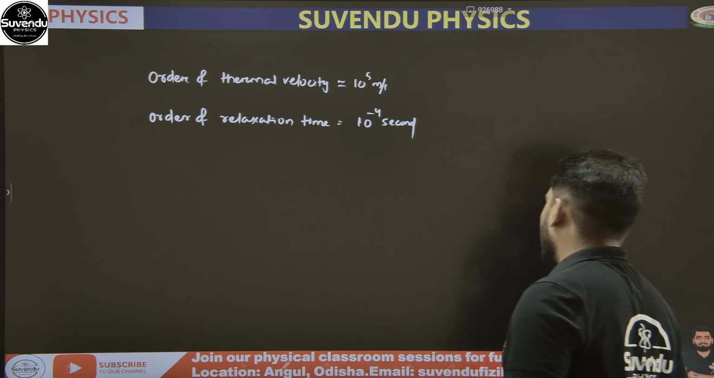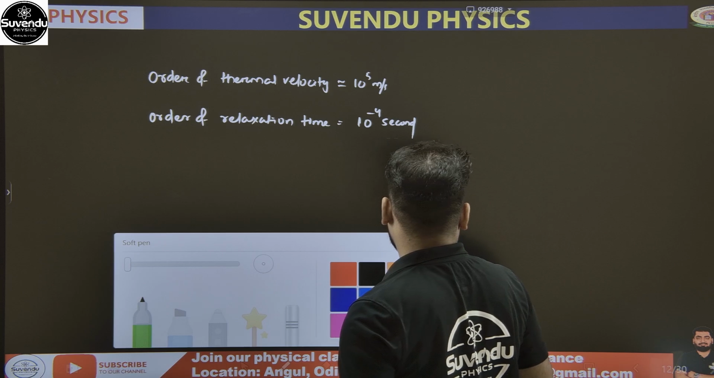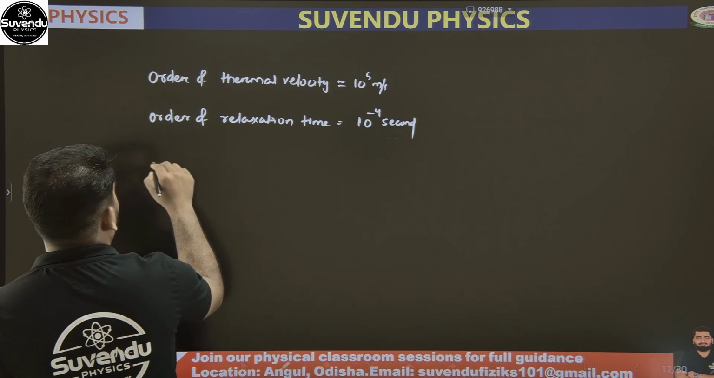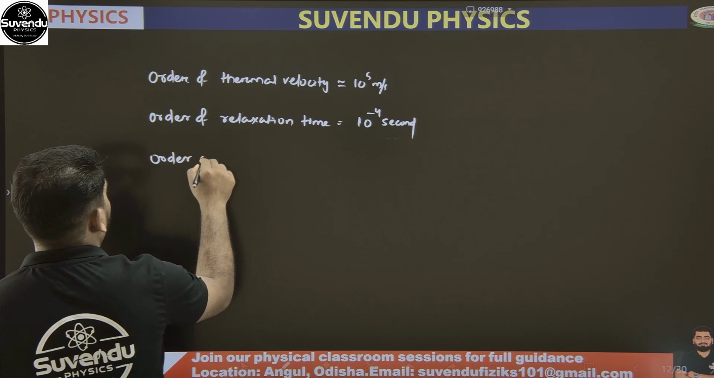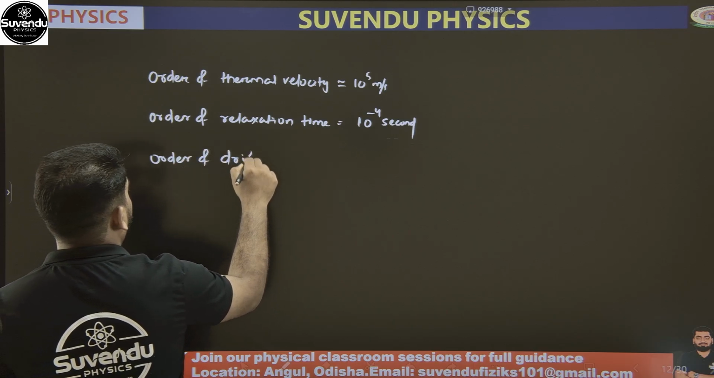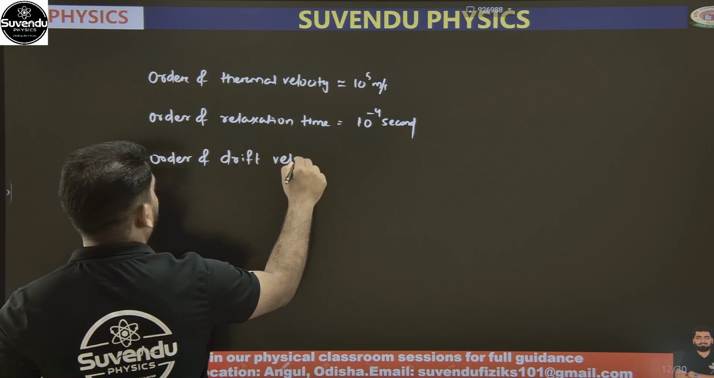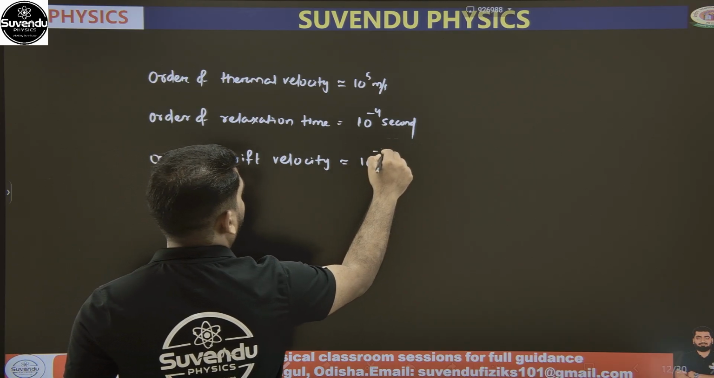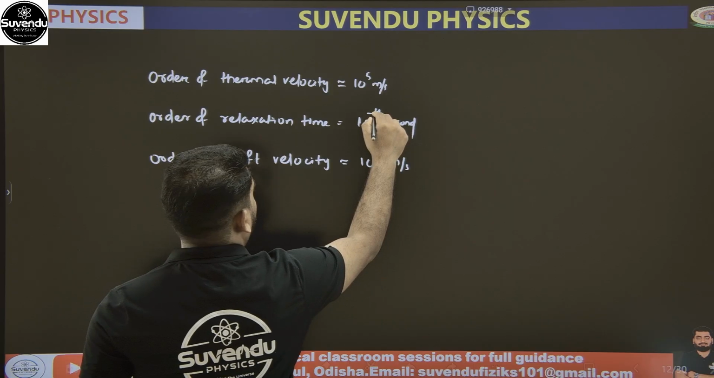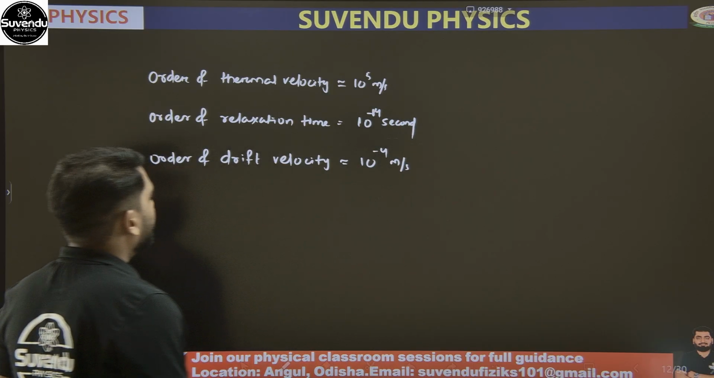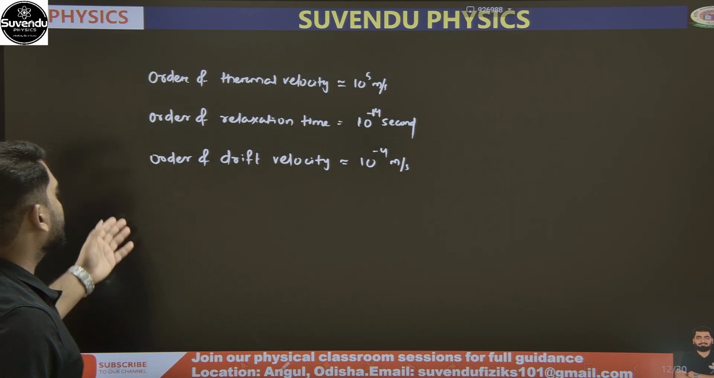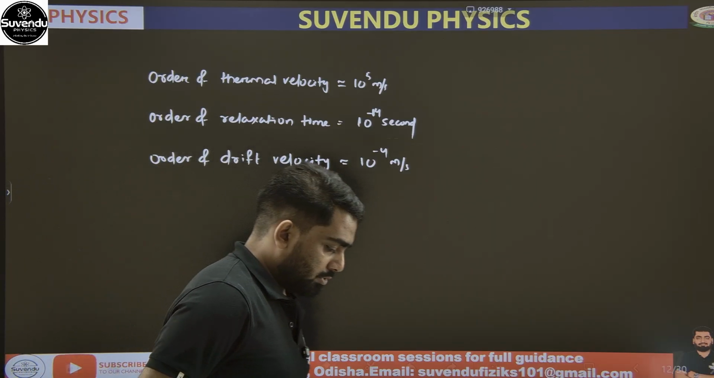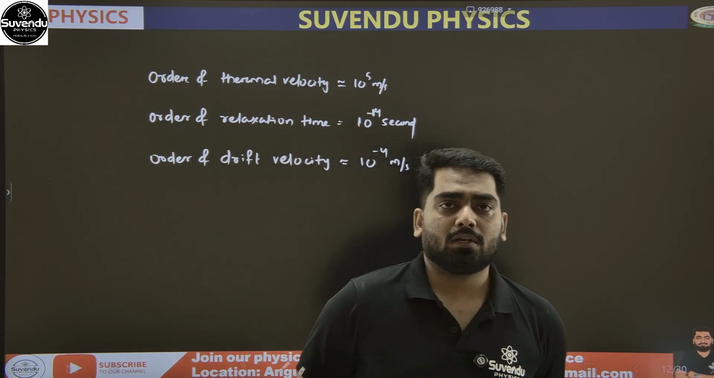Is that clear to all of you? Next is the order of drift velocity. What is that? This is nearly equal to 10 to the power minus 4 meter per second. Sorry, the order of relaxation time is 10 to the power minus 14 second, and the order of drift velocity is 10 to the power minus 4 meter per second. So with this, we have completed our lecture number 2.